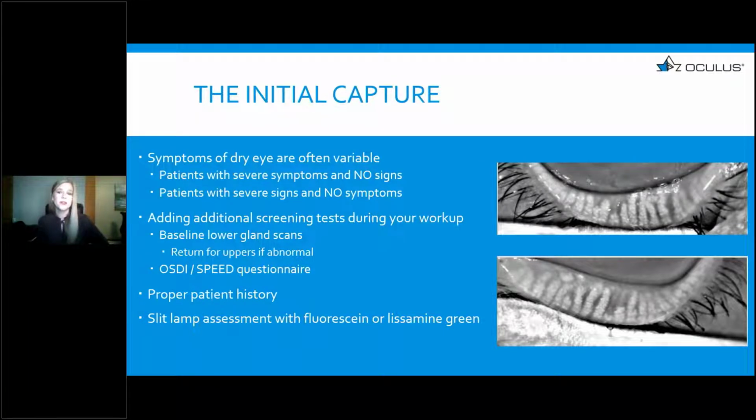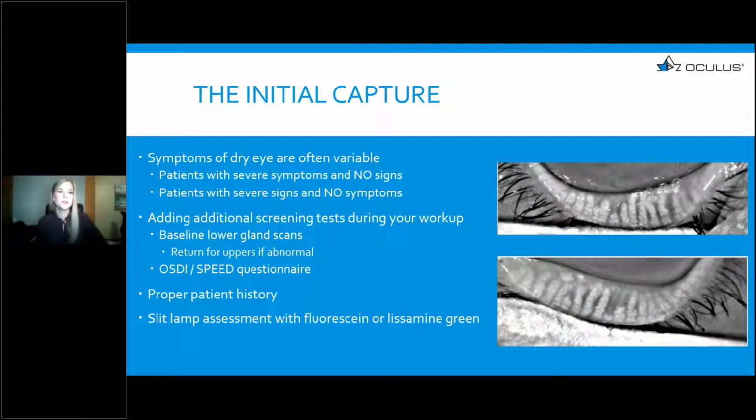So look at the pictures I'm showing you here. So these pictures are actually taken on an, quote unquote, asymptomatic patient that came in for their annual exams. So this is a great example of an initial capture, okay? A lot of times patients' symptoms and signs don't always match up.